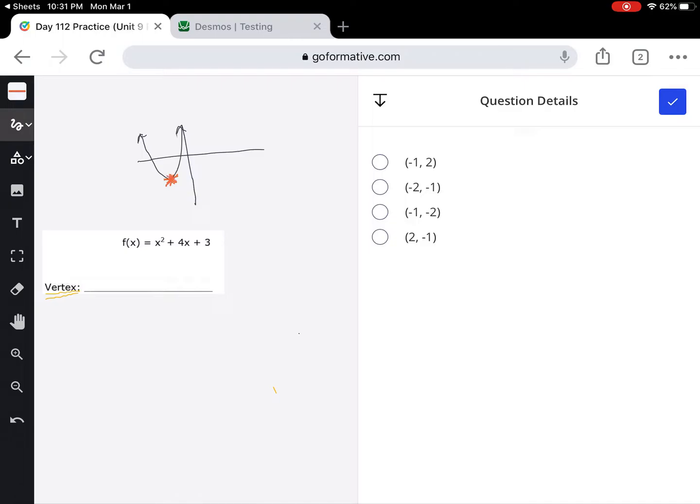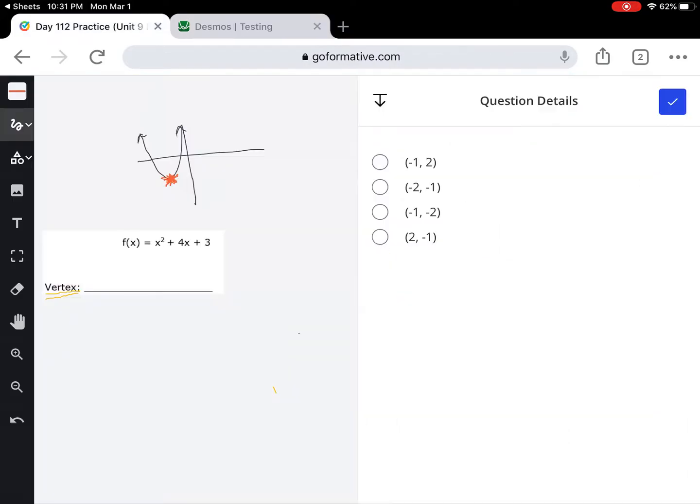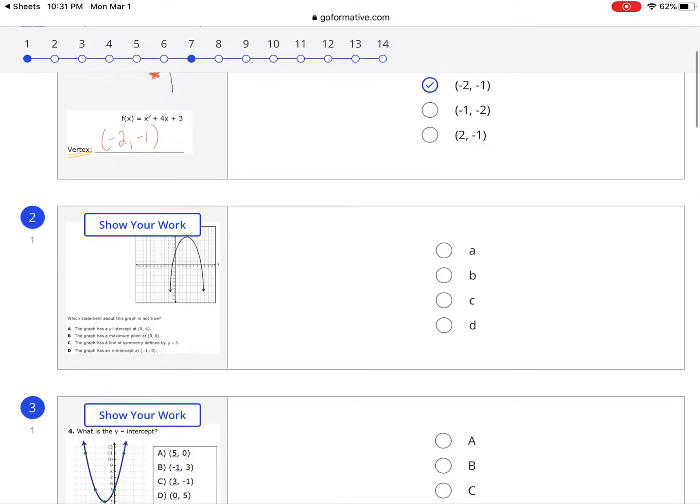The vertex is the bottom of the V. So the correct answer for number 1, the bottom of the V, which is called the vertex, we can touch it. It's at negative 2, comma, negative 1. So then we find our answer choice, negative 2, comma, negative 1. Is this guy right here? Not too difficult. Let's go to number 2.